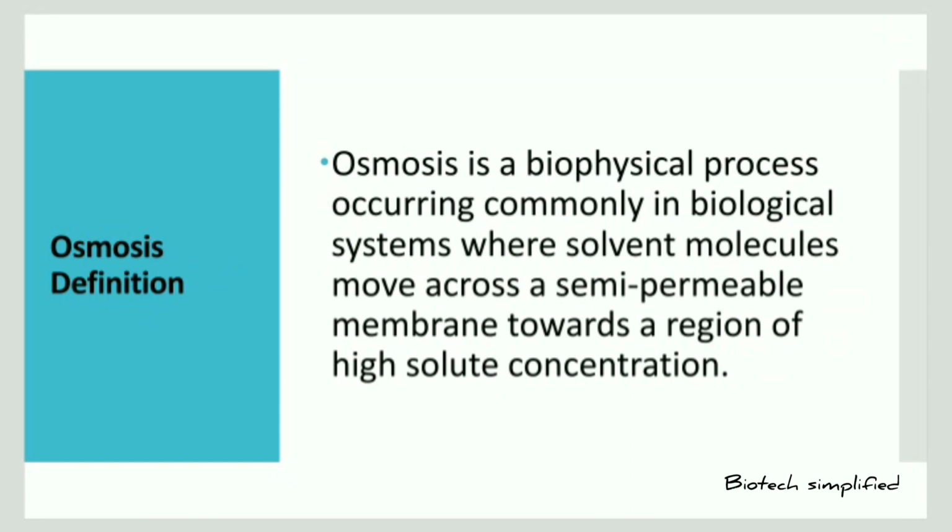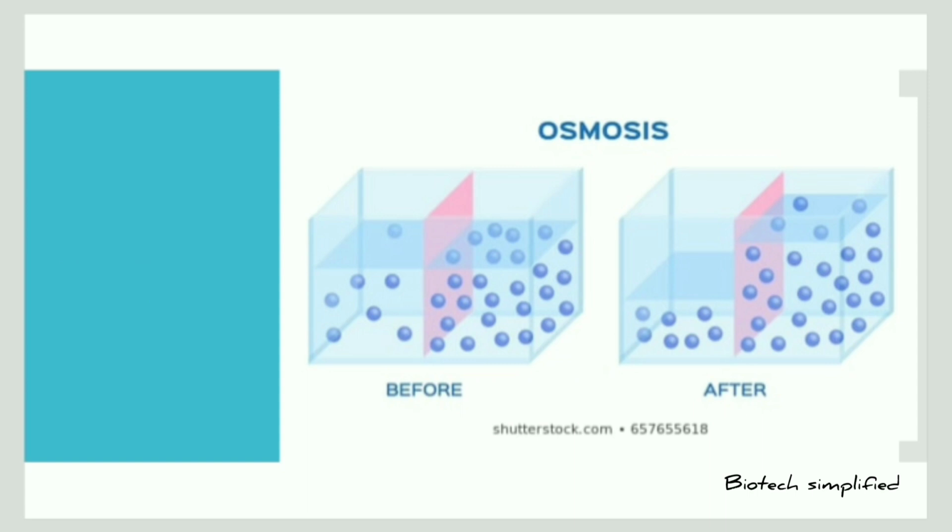Hello friends, today we will discuss what is osmosis. Osmosis is a process which occurs in biological systems and it is the movement of solvent molecules across a semi-permeable membrane. So it is the movement of water molecules across a semi-permeable membrane to the region where a higher concentration of solute molecules is present. This concept would be clear with the diagram.